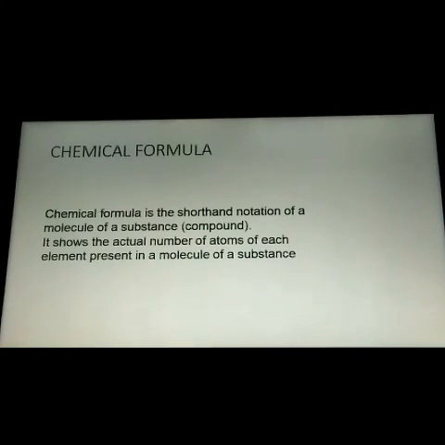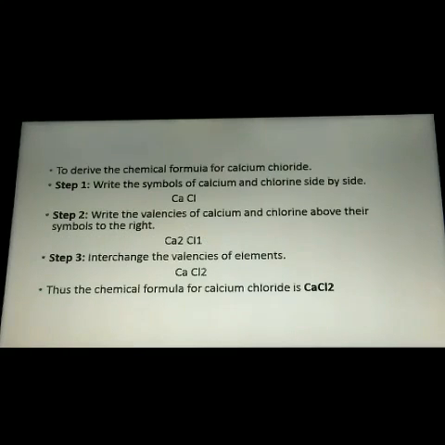Now let us move into the next topic, that is chemical formula. So what is the chemical formula? It is the shorthand notation of a molecule of a substance or any compound, and it shows the actual number of atoms of each element present in a molecule of a substance. And if we want to write the chemical formula for any substance or compound, your first step is to write the symbol of their corresponding elements.